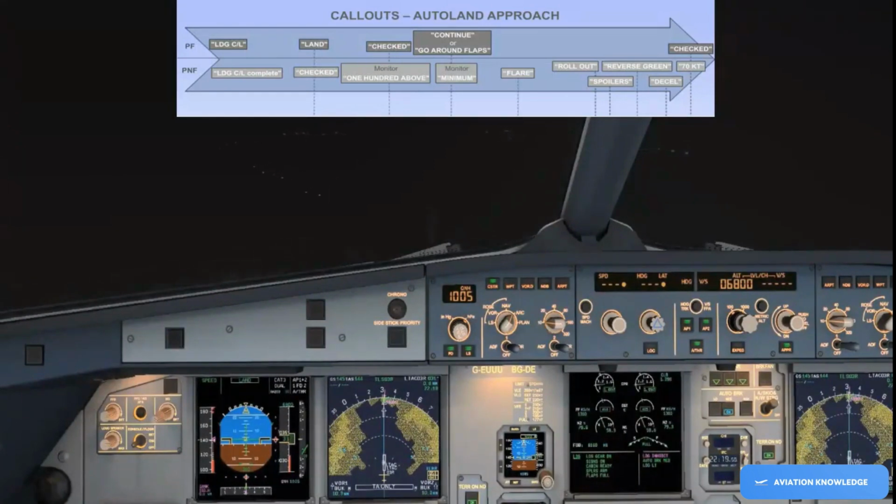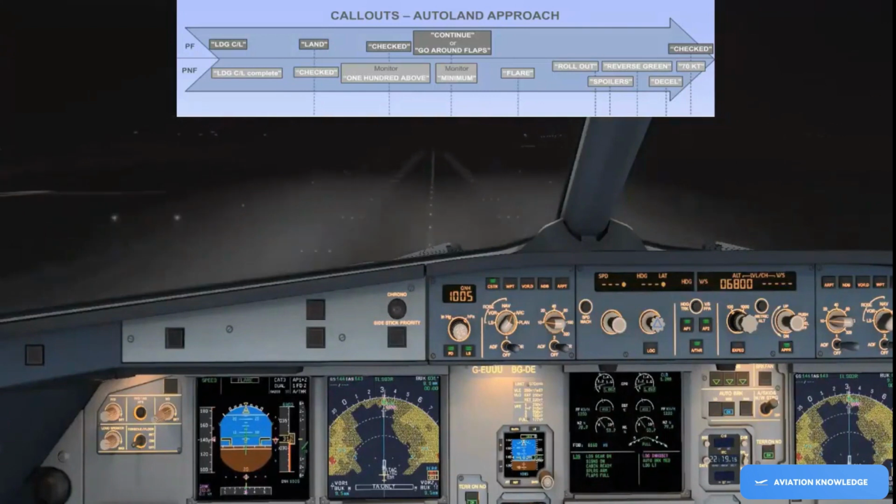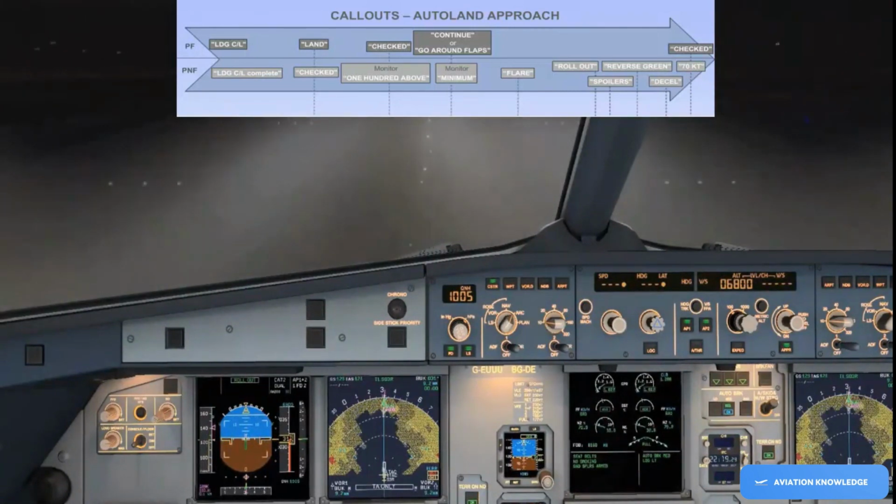300. 200. 100 above. Checked. 100. 70, 60, 50, minimum, 40, continue. 30, 20. Flare. Retard. Roll out. Spoilers. Reverse green. Decel. 70 knots. Checked.